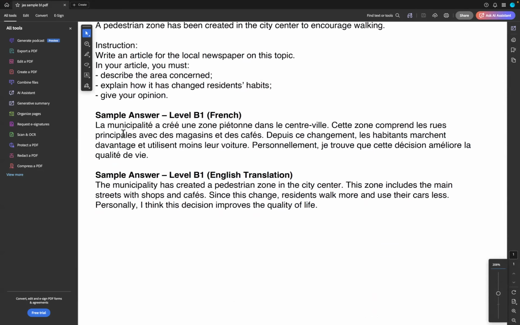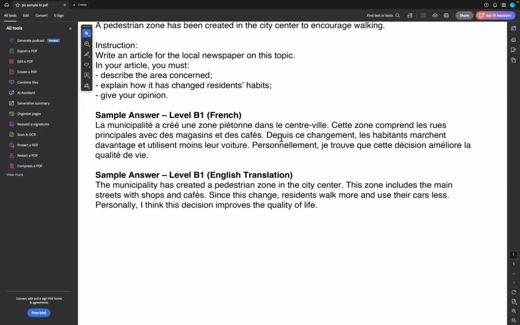Now, la municipalité, the municipality, has created une zone piétonne, a pedestrian zone dans le centre-ville, in the city center. Cette zone comprend les rues principales avec des magasins et des cafés. This zone includes the main streets and the shops and the cafes. Okay, this zone includes the roads, the principal roads, that is the main roads. Okay, the main streets we can say. Avec des magasins, wherein there are a lot of shops and cafes.